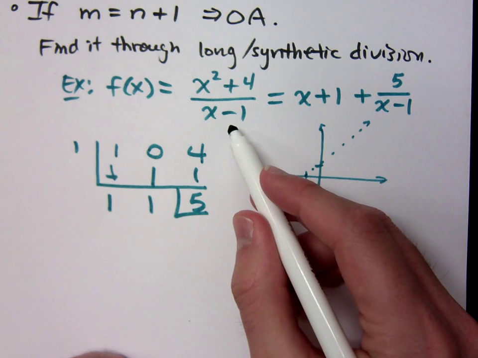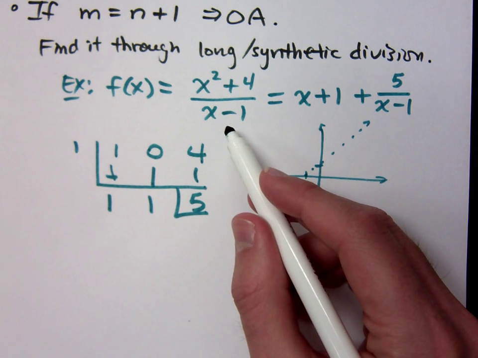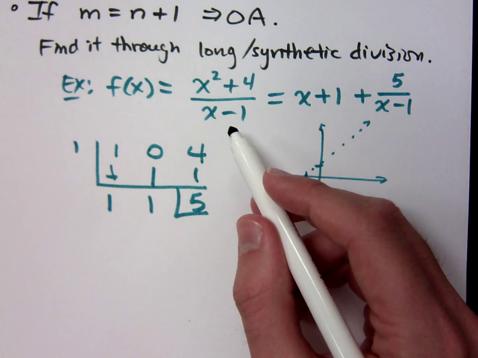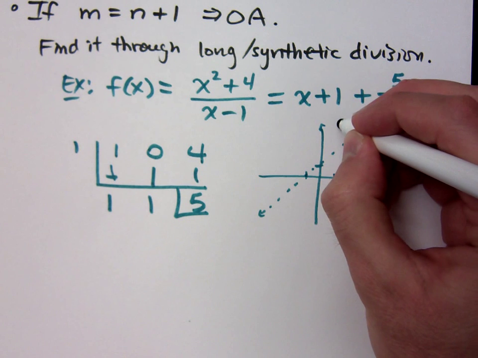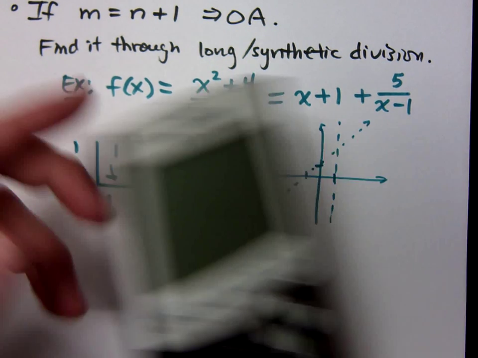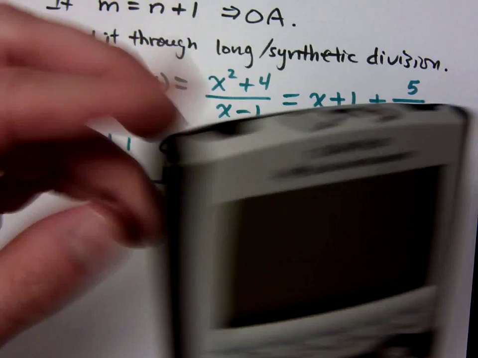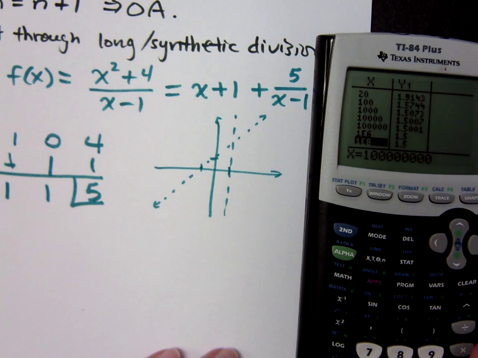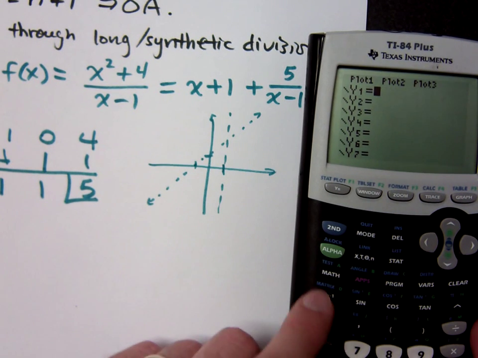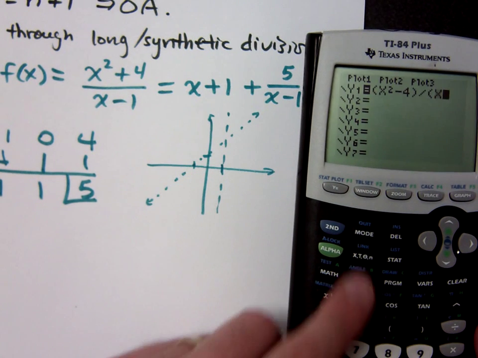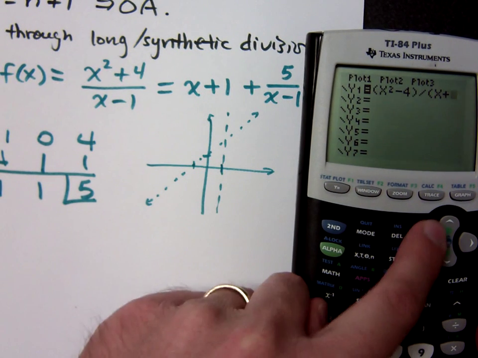Now, looking at this one, we've already talked about it. I get a vertical asymptote from what? What makes this denominator equal to 0? 1. So if I'm here at 1, I also have this vertical asymptote. And so if you were to look at the graph of this, I have x squared minus 4 divided by x minus 1.